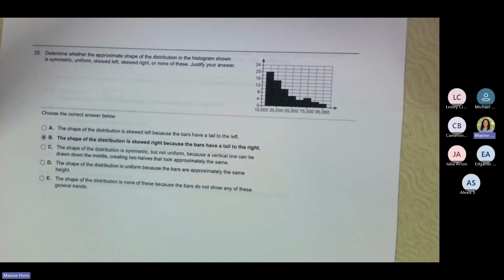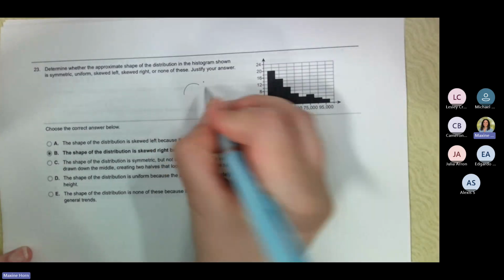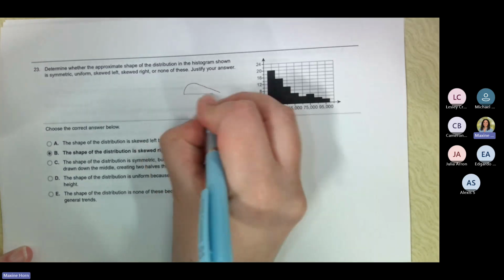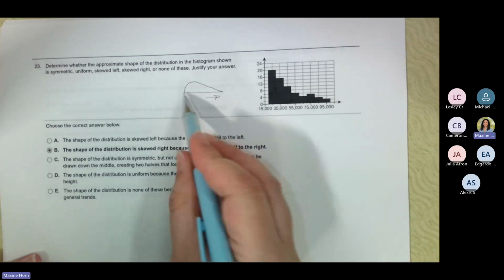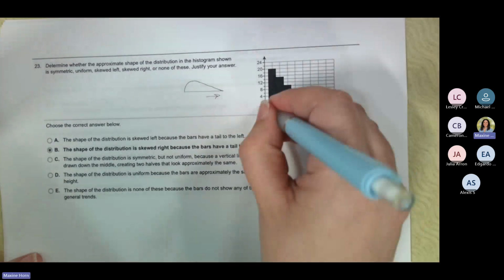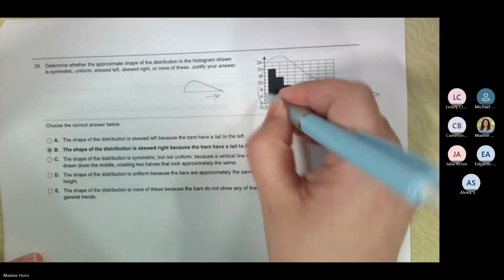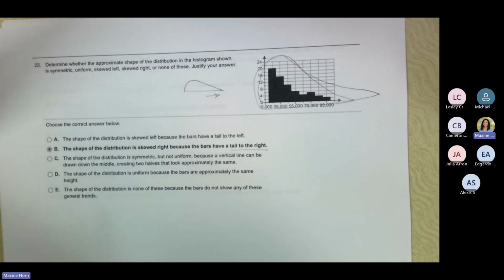Okay, determine whether the approximate shape of the distribution is symmetric, uniform, and so on. Okay, so we had already talked about these, right? We had talked about the shape that generally looks like that, with the arrow pointing to the right. That's kind of what this is looking like, right? Skewed to the right because we have a tail on the right.